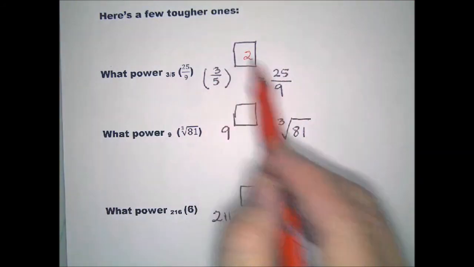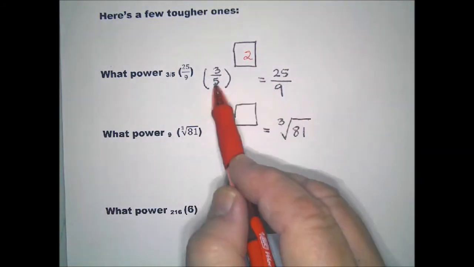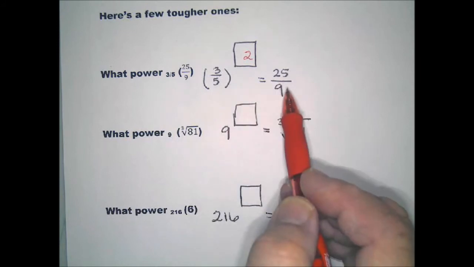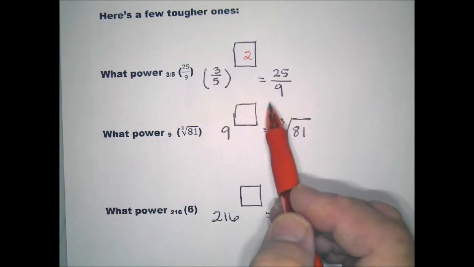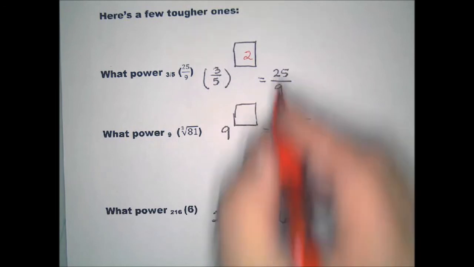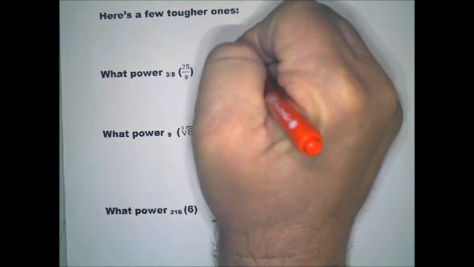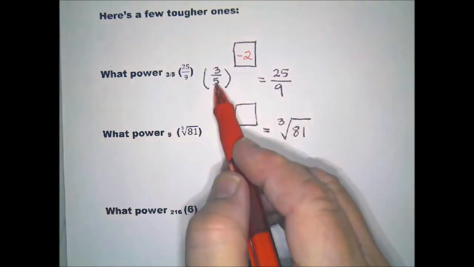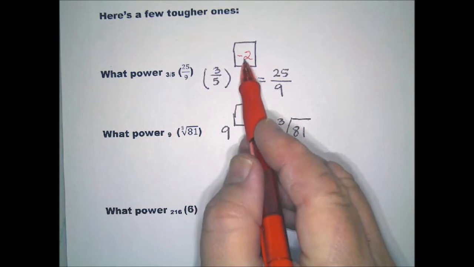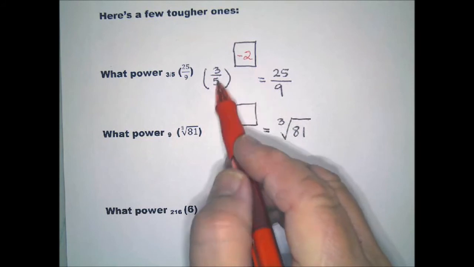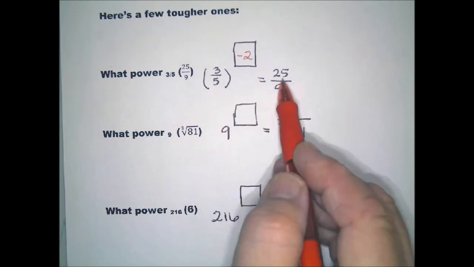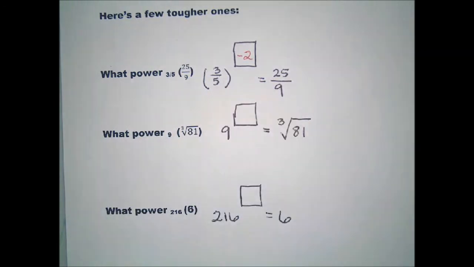Because that would put the 9 on top and it would put the 25 on the bottom. We need those to flip. Well, in exponential terms, the thing that flips a fraction is a negative sign. So it's actually 3/5 raised to the negative 2, because the negative would flip the fraction from 3/5 to 5/3, and then the 2 would square it.